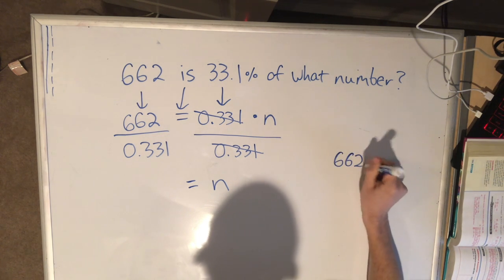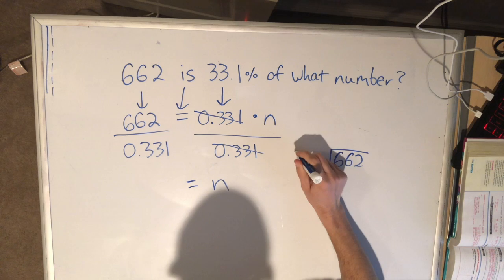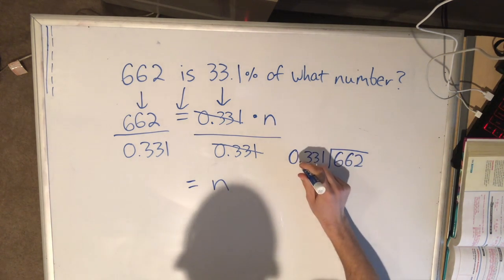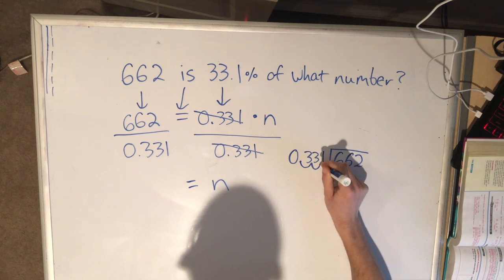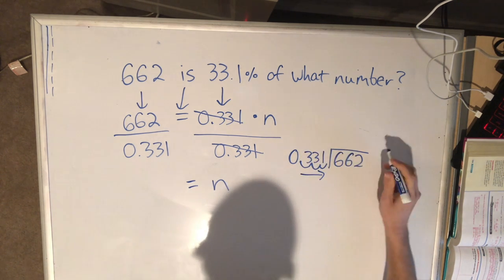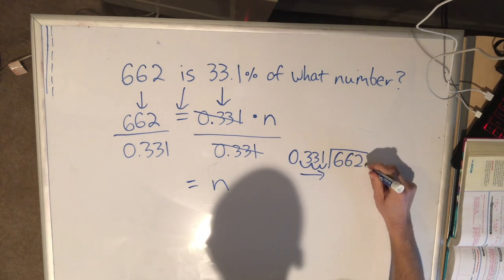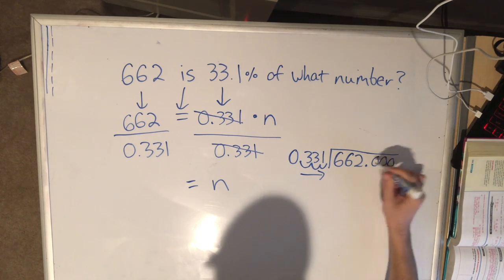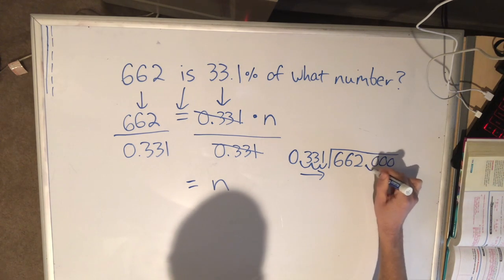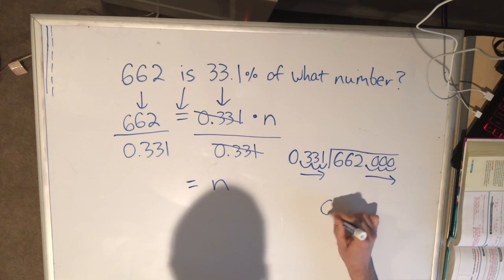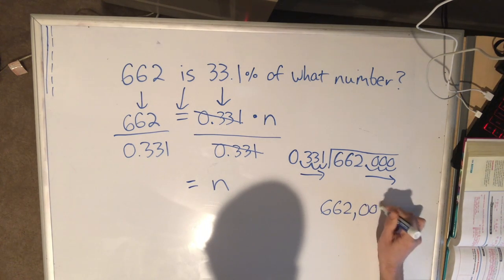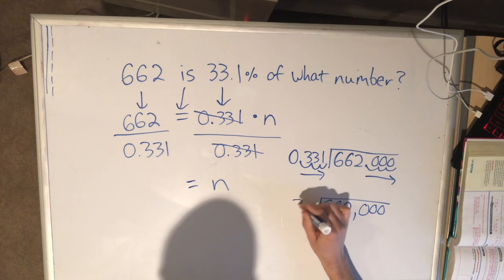Always put the top number on the inside and the bottom number on the outside of the box. The number on the outside cannot be a decimal number, so move the decimal point to the end of the number, 3 places to the right. To balance it out, do the same thing for the other number. If there's no decimal point, put the decimal point at the end of the number and as many zeros as you need. 1, 2, 3. Once the decimal point is at the end of the number, you don't need it anymore. So it's 662,000 divided by 331.